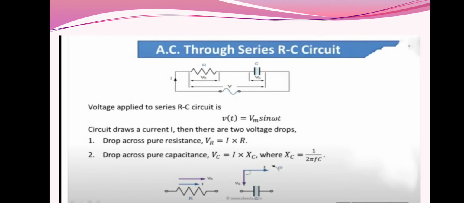As it is a series circuit, the circuit draws current I, and there are two voltage drops but the current is the same. First, the drop across the pure resistor, VR equal to I into R. Second, the drop across the pure capacitance, VC equal to I into XC, where XC equal to 1 upon 2 pi FC.